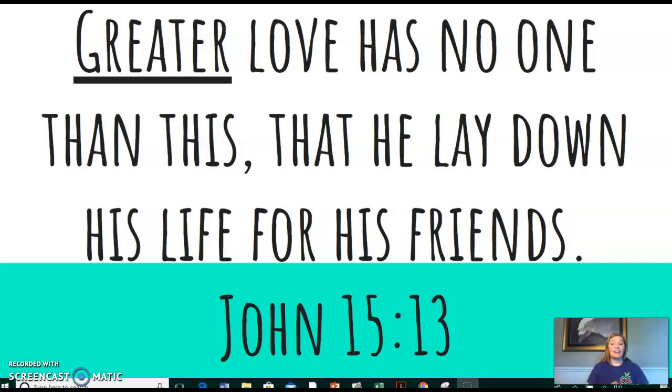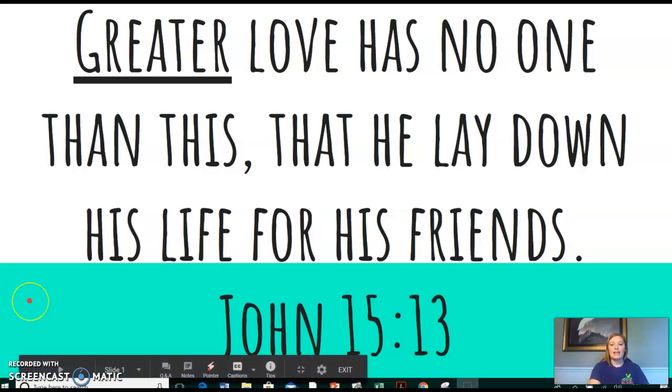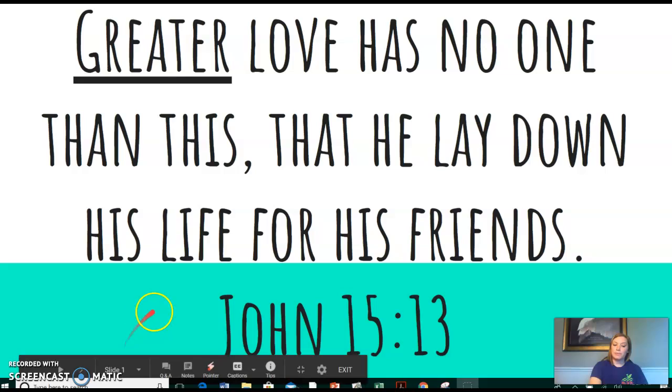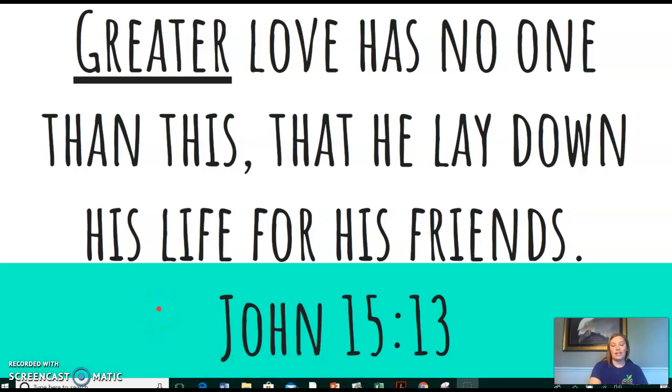But before we begin our lesson, I want to share a scripture with you. Greater love has no one than this, that he laid down his life for his friends. Today we're going to be talking about a comparative adjective. And this word greater is a comparative adjective. So as we begin, keep this scripture in mind.